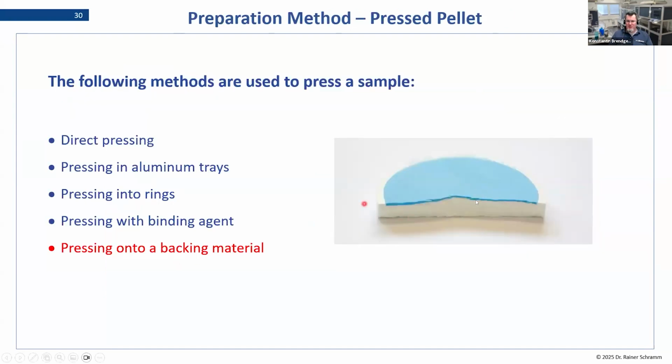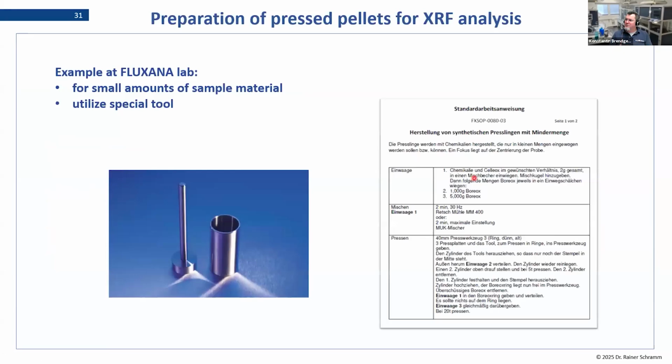Well, this one is broken in the middle, but you basically have a thin film of your sample pressed on a lot of borax as a carrier. And that makes it, again, very stable and easy to measure. Obviously, you would measure it in this case from the top side, but that also means you analyze your sample as a whole. So if you have a very small amount of sample available, let's say half a gram or something, this method will help you to still get a good analysis with a pressed pellet.